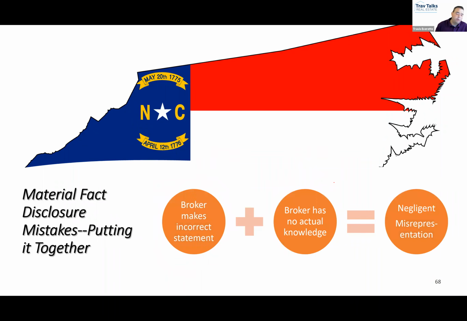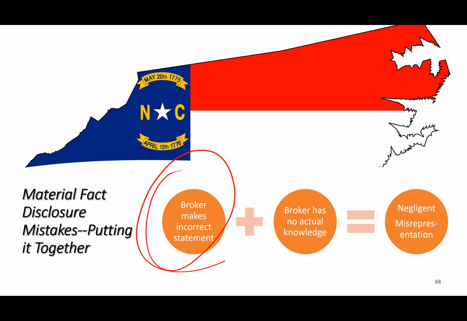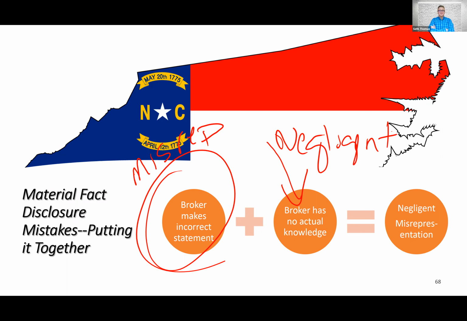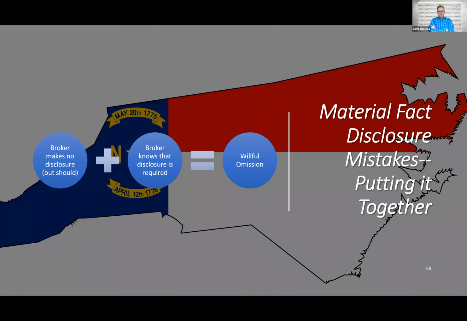Look at this one. Broker makes an incorrect statement. Talk to me just about that part. What is that? Misrepresentation. The broker has no knowledge. Talk to me about that. That's negligent. Put them together. That is a negligent misrepresentation. Does everybody see that? Yeah. Okay. It's very easy to determine if it's willful or negligent.